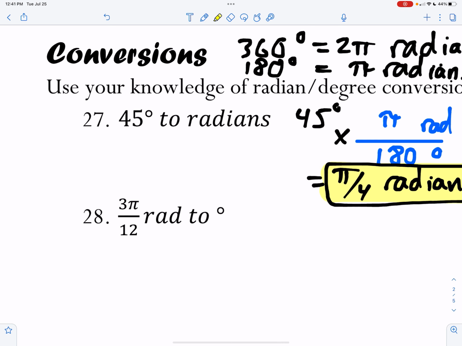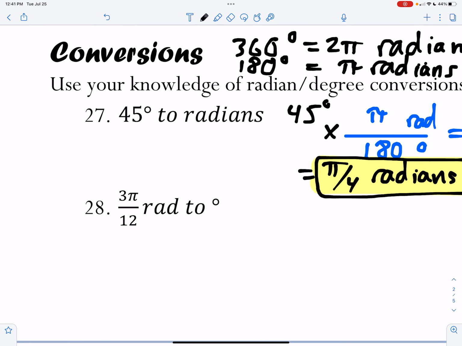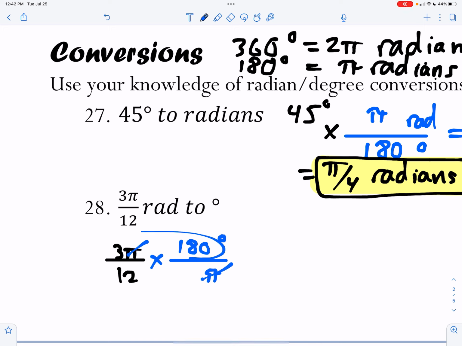Number 28, we're going to convert 3 pi over 12 into degrees. So we're starting with 3 pi over 12. We are going to multiply that by, okay, now, you want pi to be on the bottom now. So pi radians goes down here, degrees goes up here. So it's 180 degrees in pi radians. So that cancels.